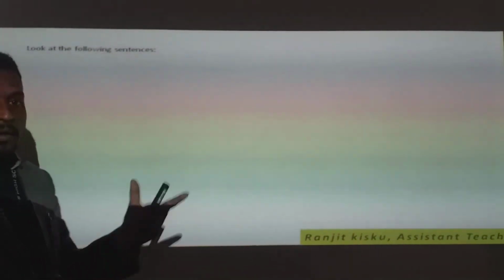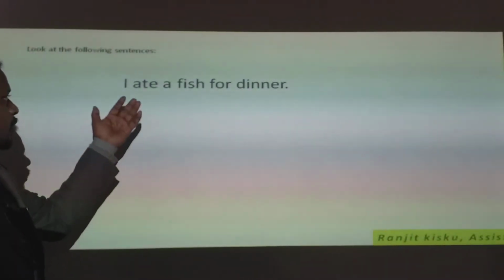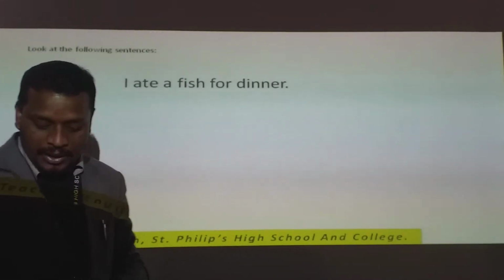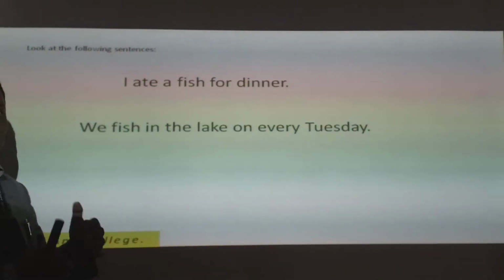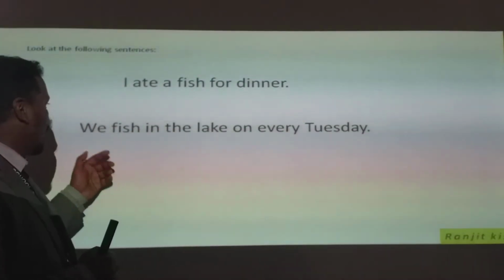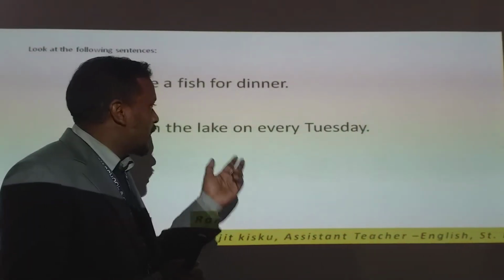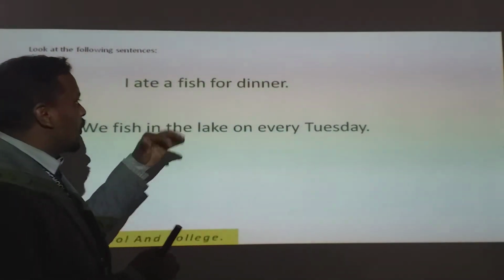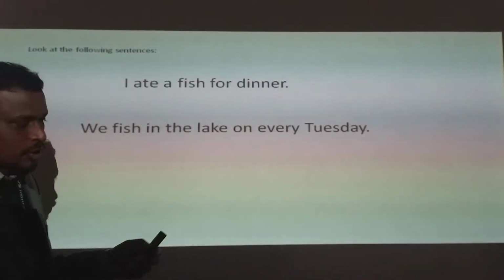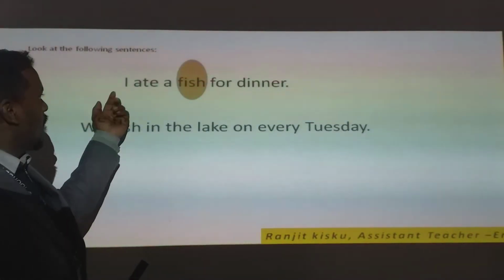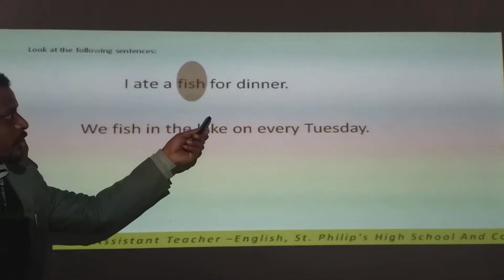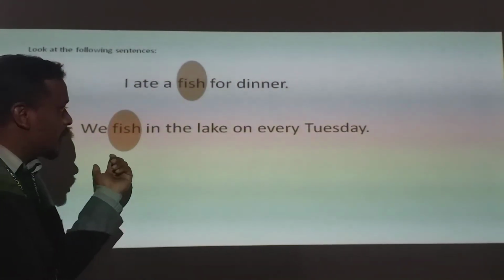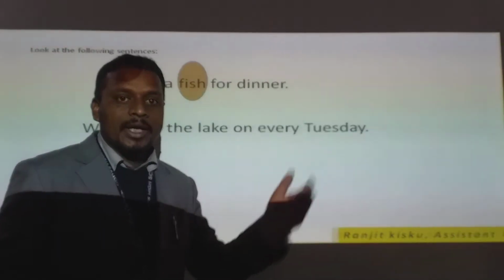Okay, so let's go ahead. First, look at the following sentences. First sentence, you can see, I ate a fish for dinner. Then the second sentence: We fish in the lake on every Tuesday. Okay, can you see any difference between these two sentences? Okay, let me show you. In the first sentence, I ate a fish for dinner. And in the second sentence, we fish in the lake on every Tuesday.